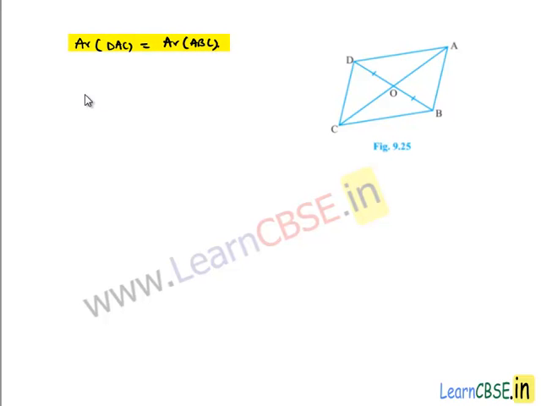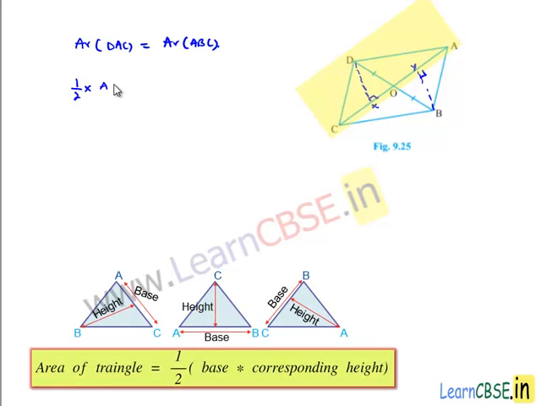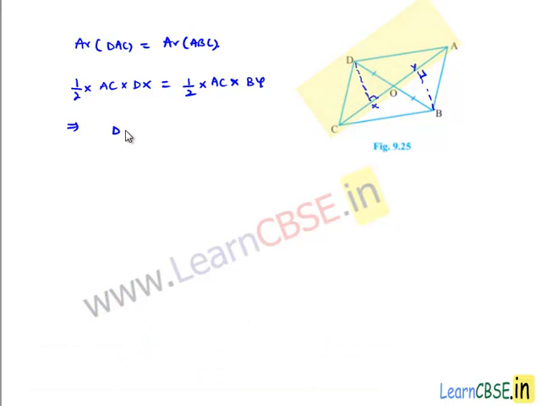Now we shall draw DX perpendicular to AC and BY perpendicular to AC. Therefore, we can say area of triangle DAC will be half times base, which is AC, into height, which is DX, equal to half times base in triangle ABC, which is AC, into height, which is BY. That implies DX is equal to BY.